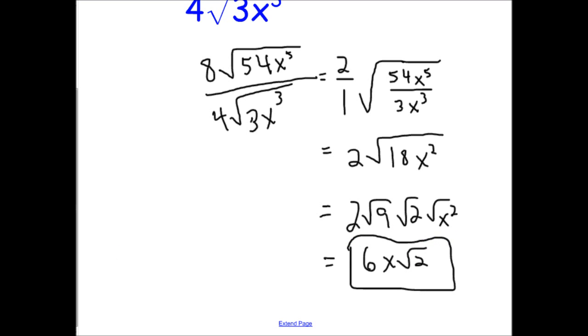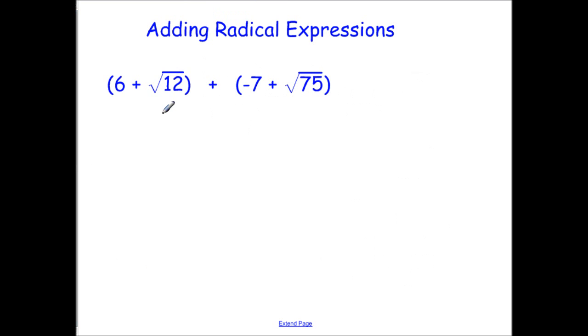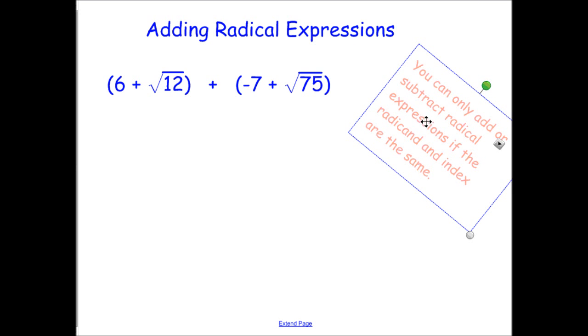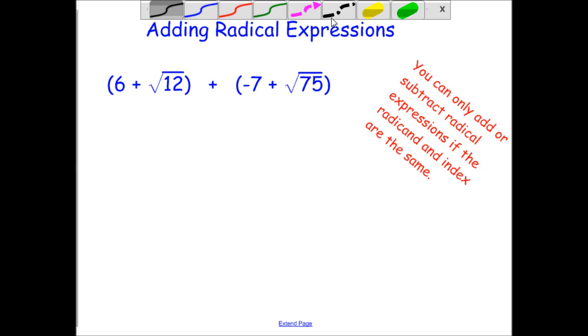Okay, and then one last one for today. If we're adding radical expressions, you can only add like terms. Just like when we're adding 3x plus 4. So like a little side example. Well, I think I have a little note here. So you can only add or subtract radical expressions if the radicand and index are the same.